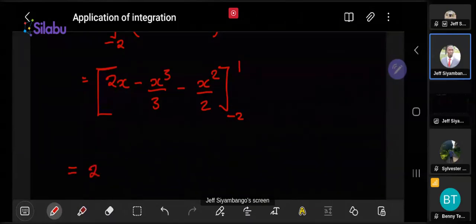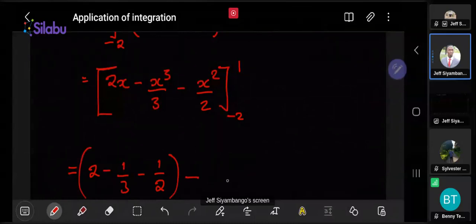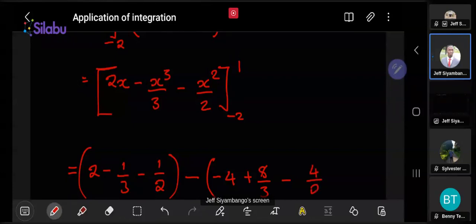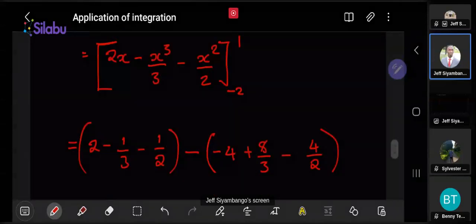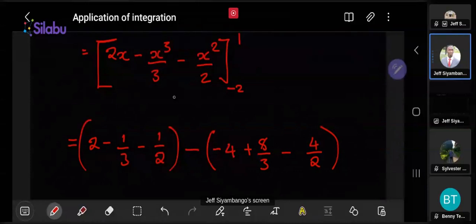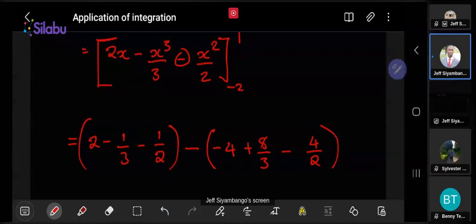Substitute: 2 minus 1 over 3 minus 1 over 2. Then minus, when x is minus 2, we get minus 4 plus 8 over 3, then minus 4 over 2. You guys can just go through this. 2 there will give minus 2 times 2, which is minus 4. The negative will make this positive. 2 to the power 3 is 8. 2 to the power 2 is 4. The negative becomes positive. The one in the middle remains negative. So we end up with this.